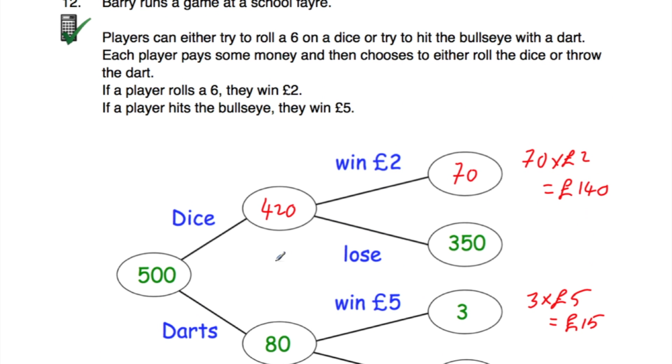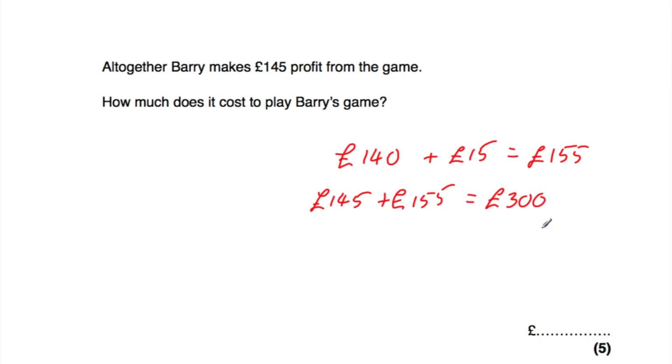Now we're told that the game is played 500 times. So if we divide our £300 by the 500 times the game is played, that would tell us how much it costs to play the game once. So £300 divided by 500 is equal to 0.6, or £0.60, or 60p. So the game costs 60p to play, and that's it.